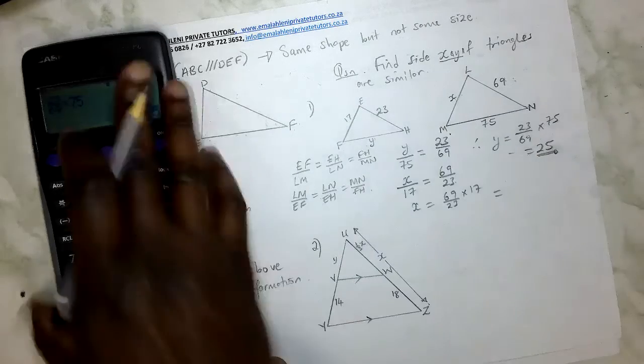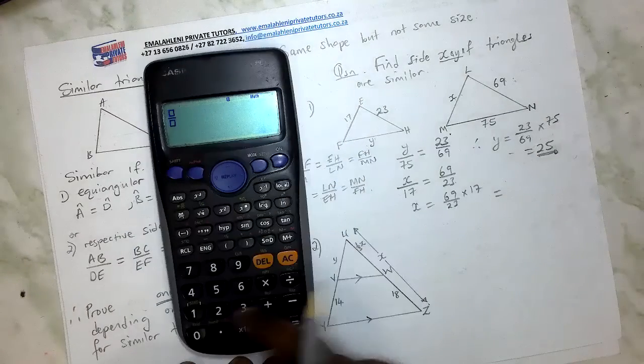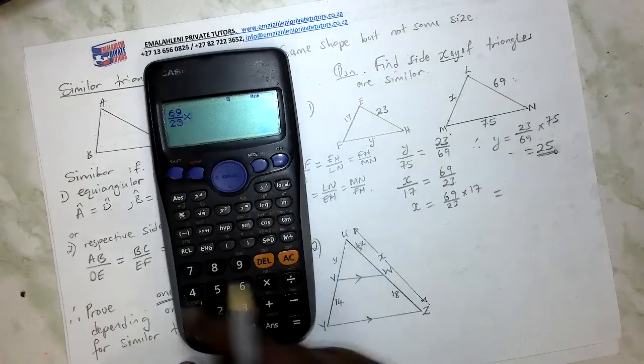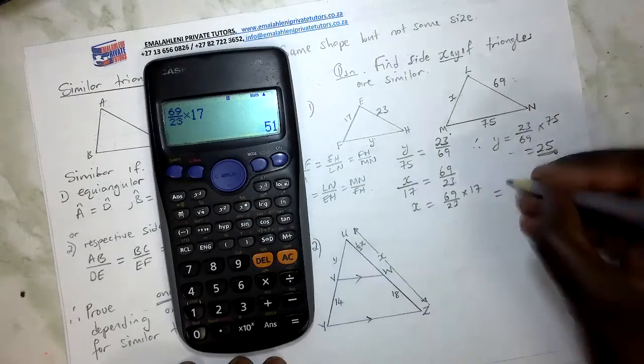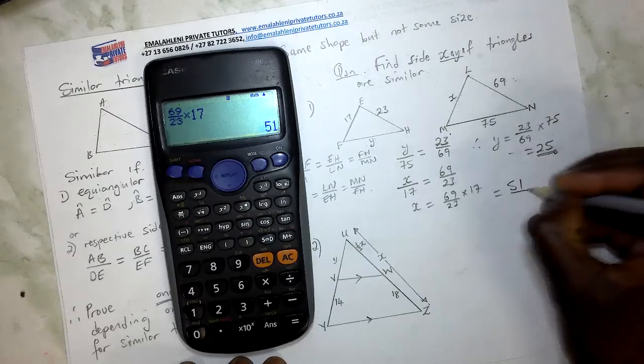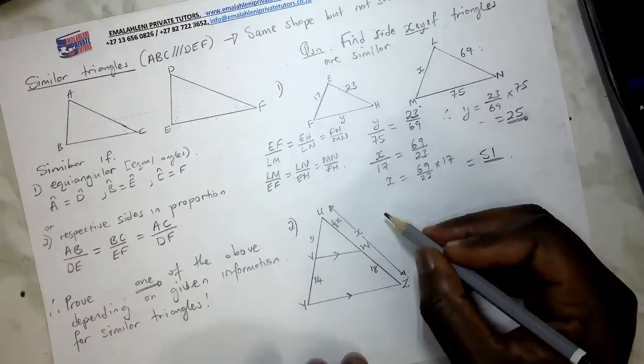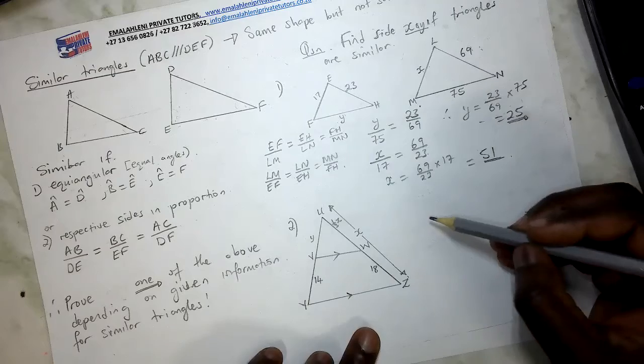Then what do we get? We get 69 over 23 times 17, which gives us 51. So it means that X is 51 units. That's what it means there. Okay, now let's move on to the last part here, question 2.